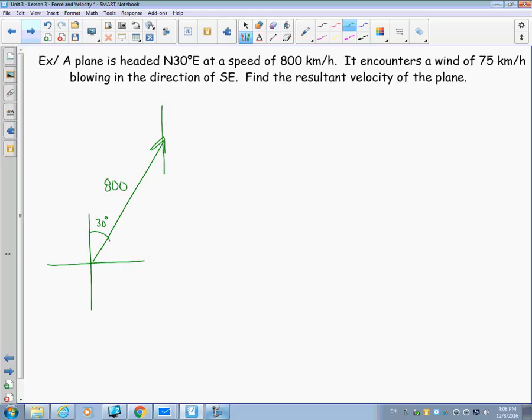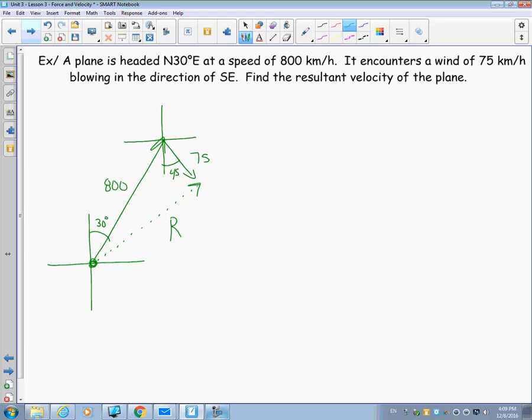Okay, so we get to the end. Our plane's trying to fly, but the wind's pushing it towards the southeast. So at the end of our vector addition, I have a wind. Now, the wind is 75 kilometers an hour. And the nice thing about southeast is it means it's halfway between south and east. In other words, this angle here has to be 45. I want to know the resultant velocity of the plane. So my resultant is tip to tail, which my diagram already is. So I can go from the tail of the first to the head of the last. And that would be our resultant.